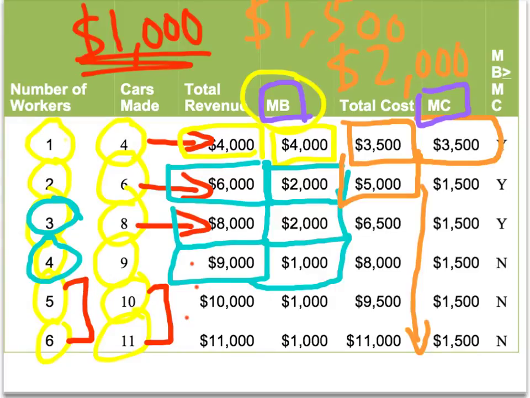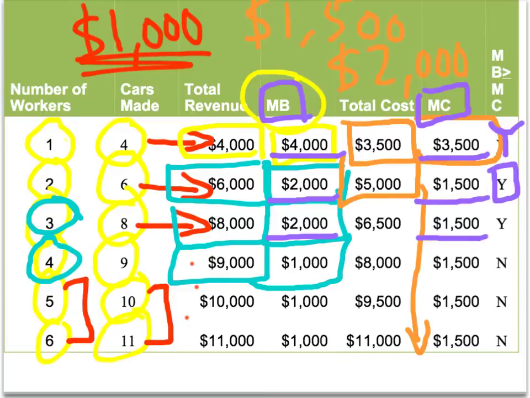So let's compare. Marginal benefit is $4,000. Your marginal cost is $3,500. Does your marginal benefit exceed your marginal cost? Yes. There's the why. Hiring the second worker. Your marginal benefit is $2,000. Your marginal cost is $1,500. Should you do it? Yes. Your marginal benefit is $2,000. Marginal cost is $1,500. Yes.